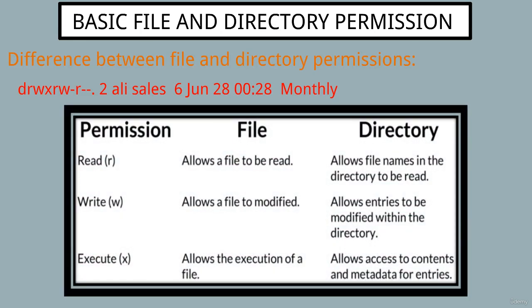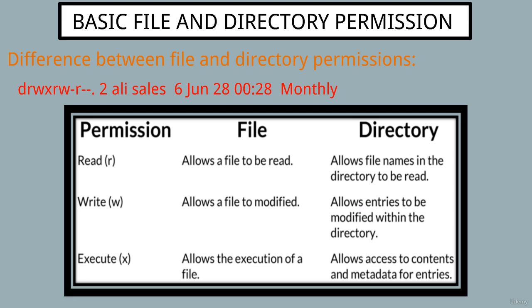If you assign read permissions to a file, you'll be able to read the file contents. But if you assign read permission to a directory, it allows file names in the directory to be read. You'll be able to read the file names in the directory. When you assign write permissions to a file, it allows a file to be modified. If you assign it to a directory, it allows entries to be modified within that directory. Entries meaning files, directories, or whatever is in that directory.